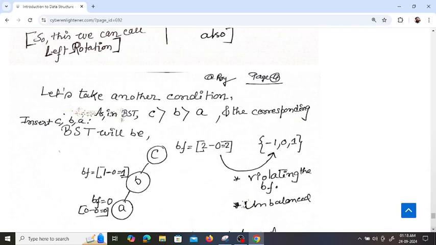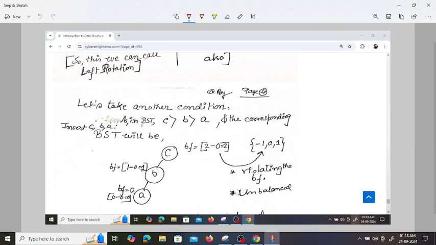What about the balance factor of C? The balance factor of C is again compromised. That means it is neither minus 1, nor 0, nor 1. Rather, the left side is 2 and on the other side nothing is there, that means 0. So 2 minus 0 is basically 2. Once the balance factor is 2, it is not in the set minus 1, 0 and 1, so it will become an imbalanced tree.